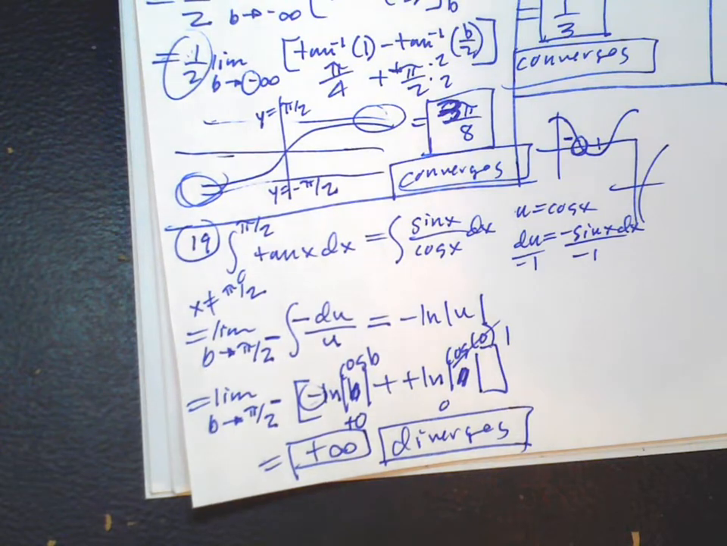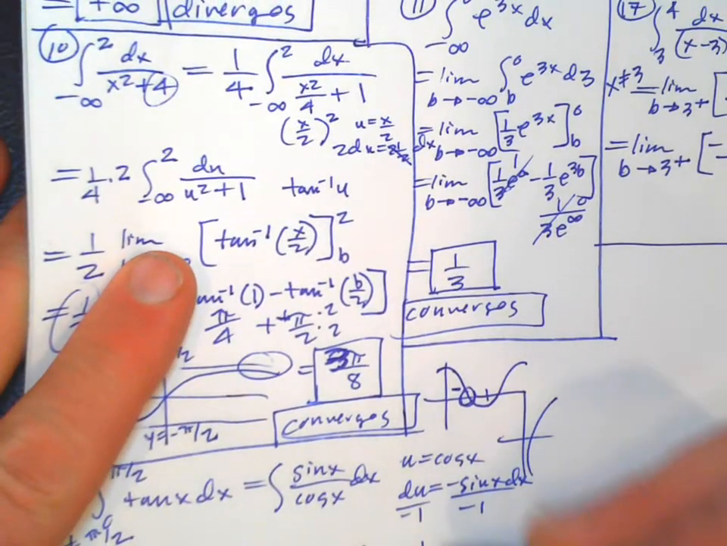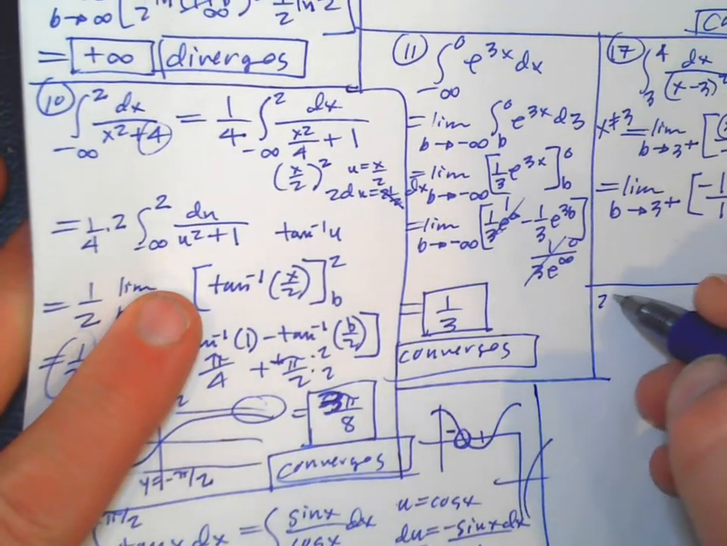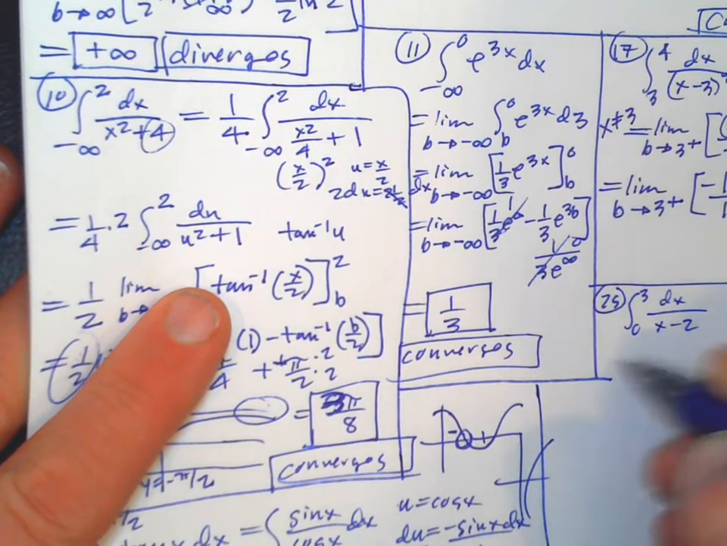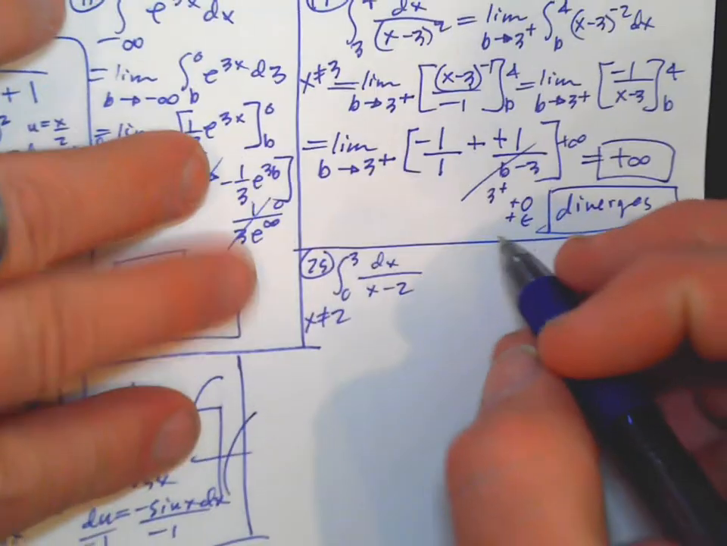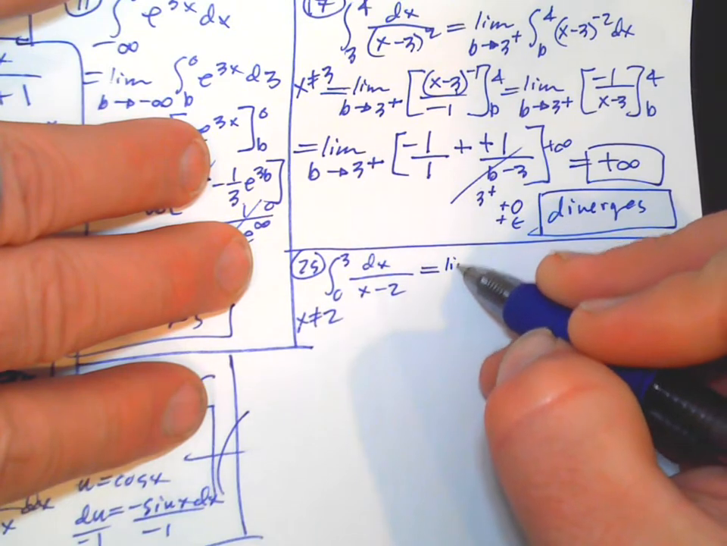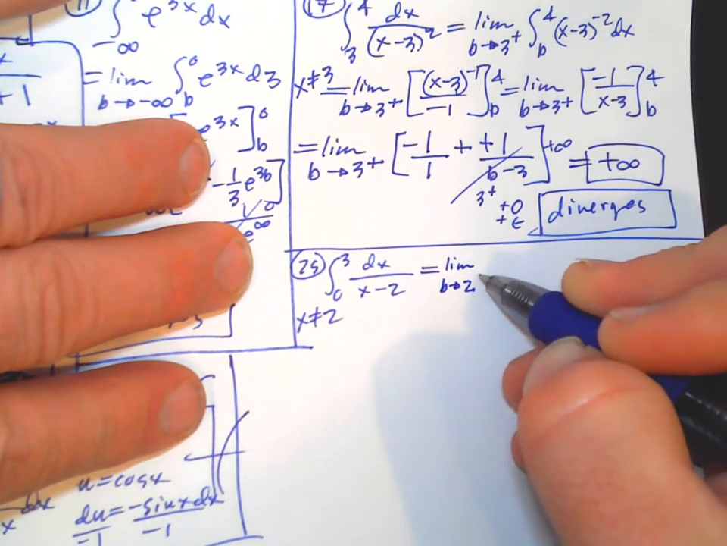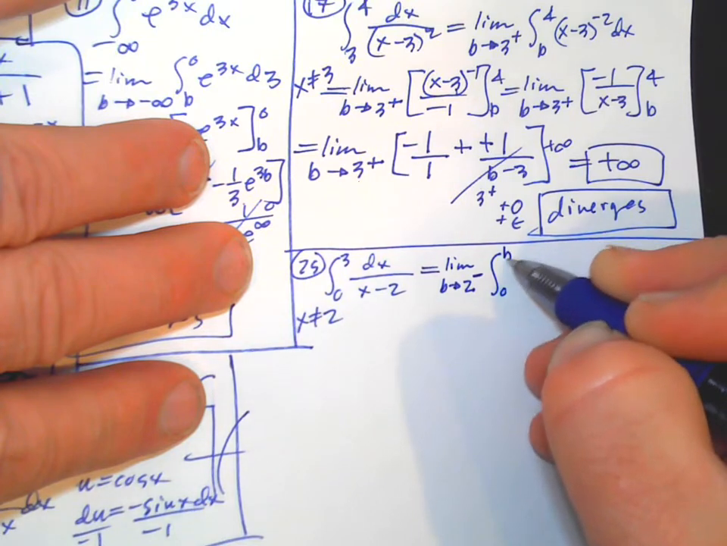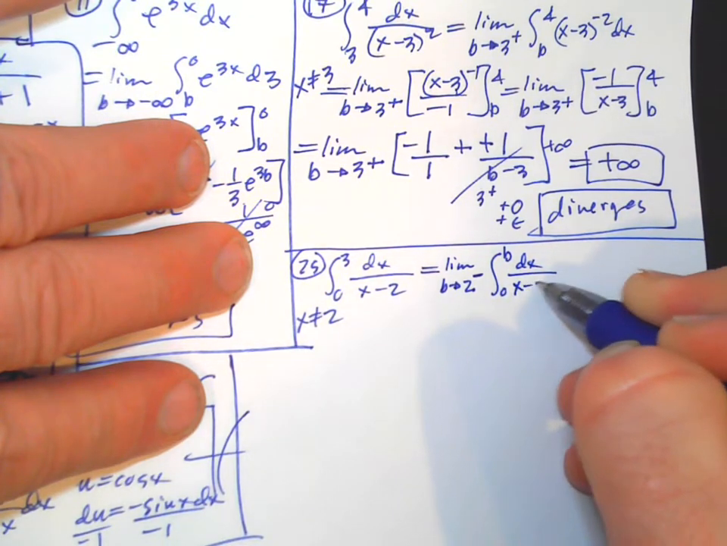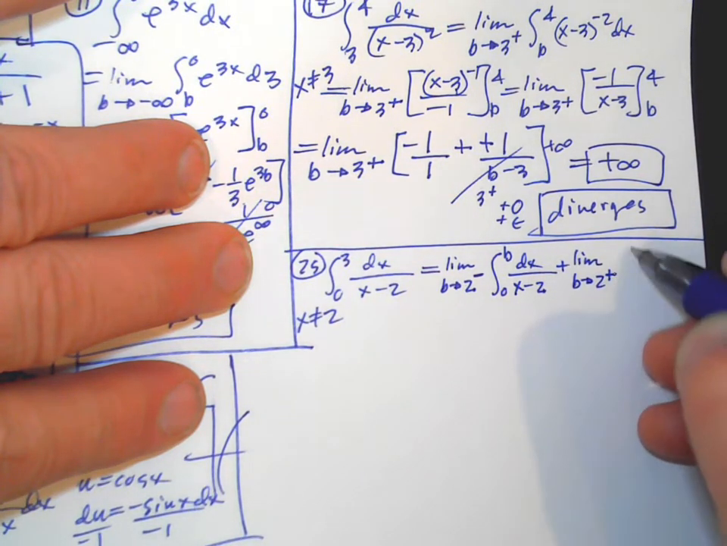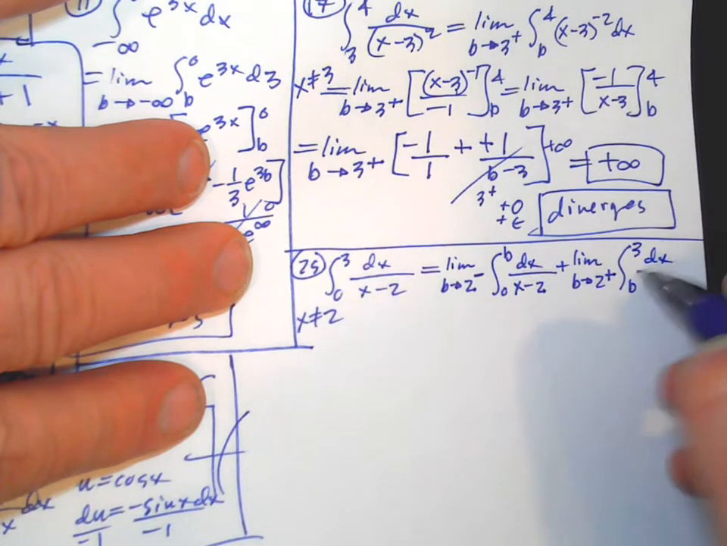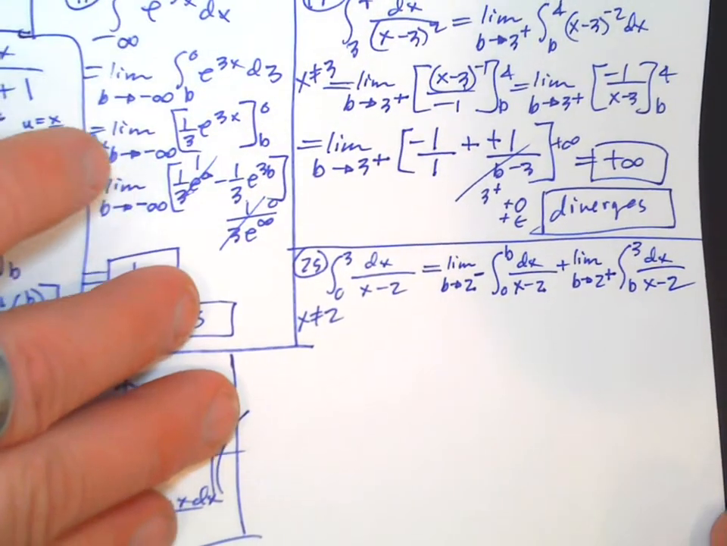Okay. Now 25 has something interesting going on, so I might try a couple different ways. 25 is the integral from 0 to 3 of dx over x minus 2. So x cannot equal 2, which is a vertical infinite discontinuity right in the middle, so we've got to break it up. We say limit as b approaches 2 from the left, 0 to b, and then the limit as b approaches 2 from the right, b to 3. So that's the way we set it up.